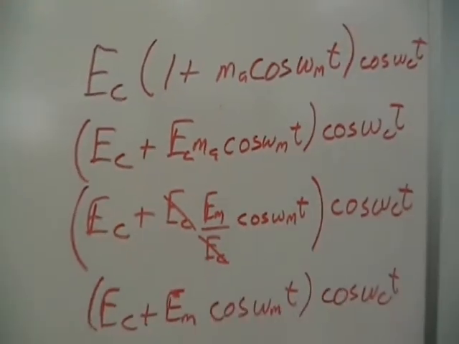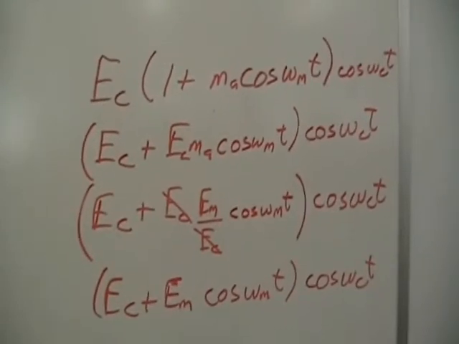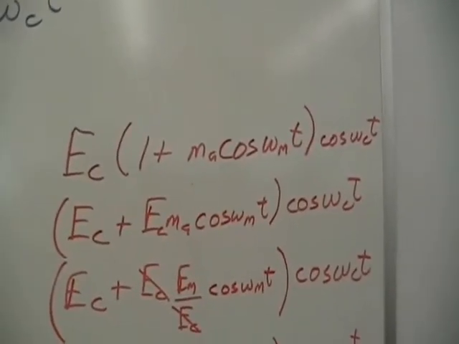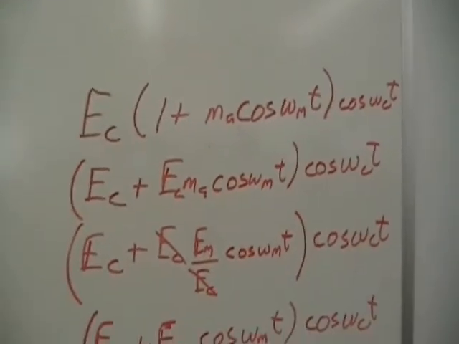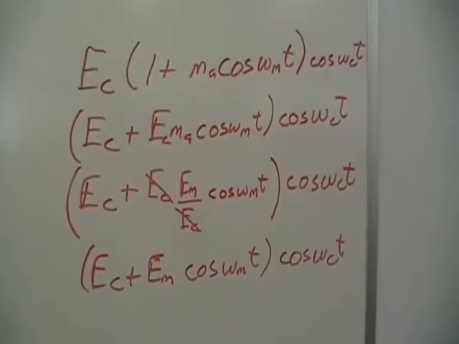That's fundamentally how a signal generator implements the function, as E sub c times 1 plus m sub a cosine omega m of t. This makes a little difference in the view on the spectrum analyzer. Let's go take a look at the signals.